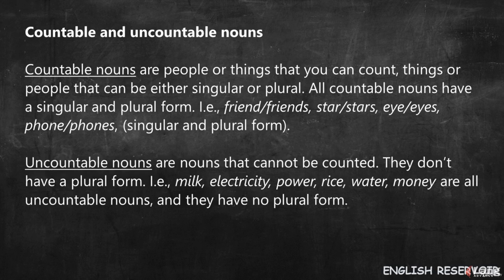Countable and uncountable nouns. Countable nouns are people or things that you can count. Things or people that can be either singular or plural. All countable nouns have a singular and plural form, i.e., friend, friends, star, stars, eye, eyes, phone, phones, singular and plural form.